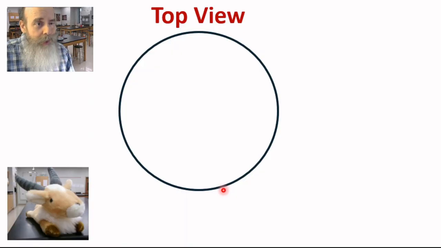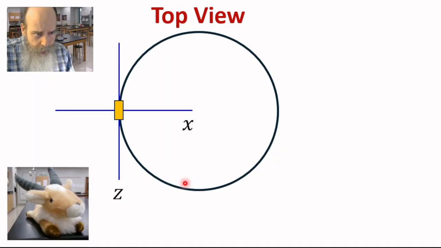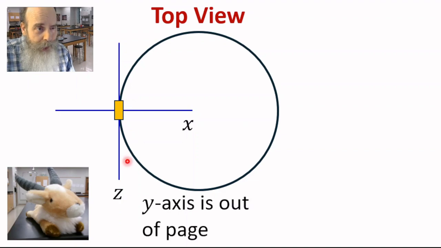Candy and I are back, ready to solve the problem. The first step is to draw a picture of the situation. This is the circular loop that the car will go in, looking down from the top. This yellow rectangle represents the car. And here's a coordinate system that we will use. The horizontal axis is the x-axis, and the vertical axis is the z-axis. And the y-axis is coming out of the page.